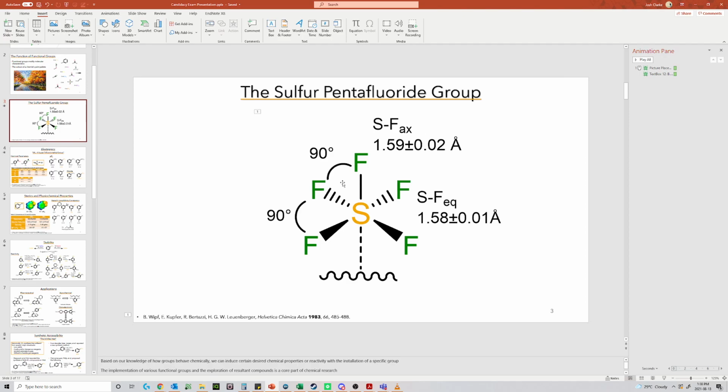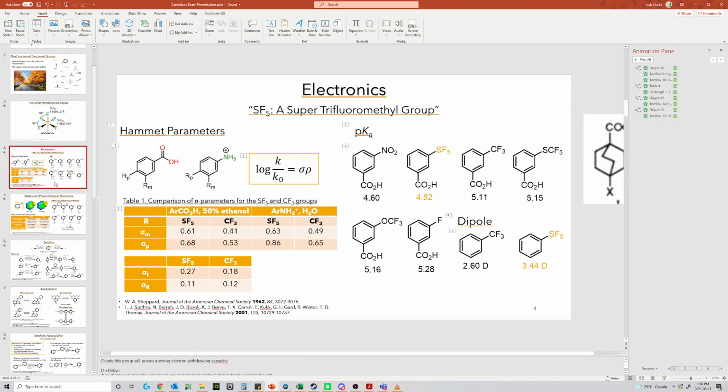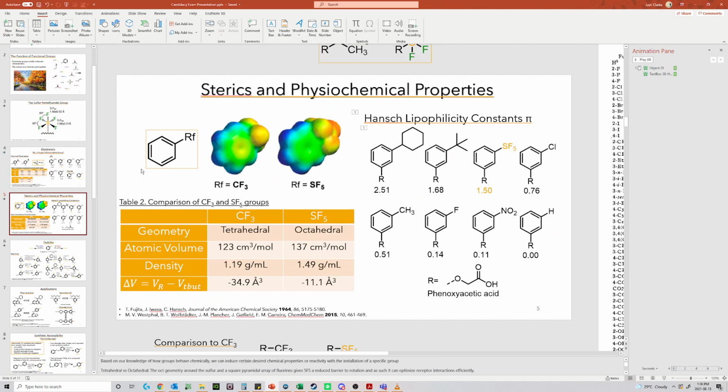Oh yeah. Slide 5, I think. Sorry, axial is longer. Okay. Slide 5. Yes. Why is this group lipophilic? You said it is in this slide.